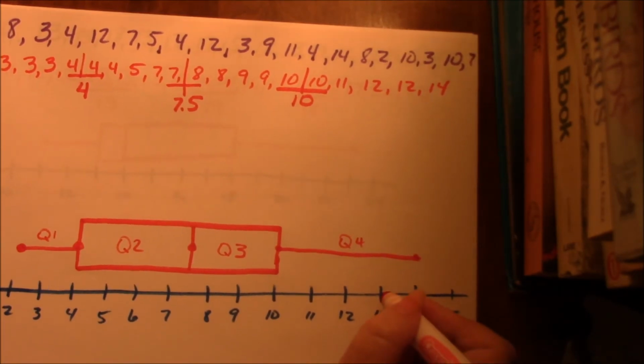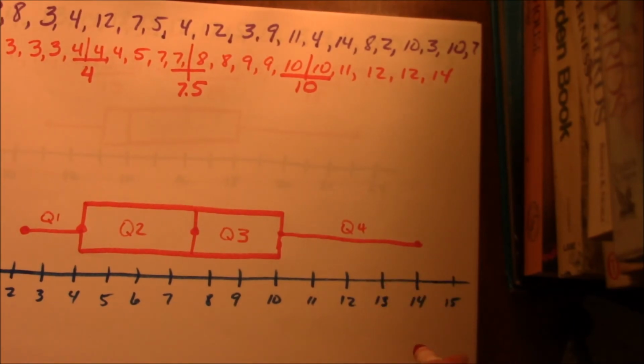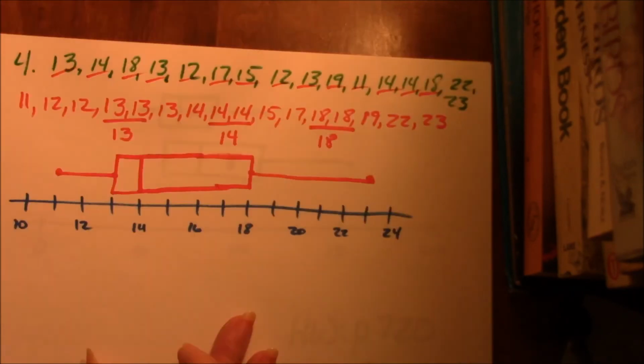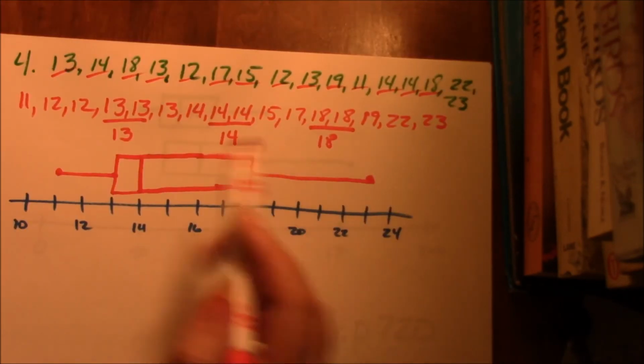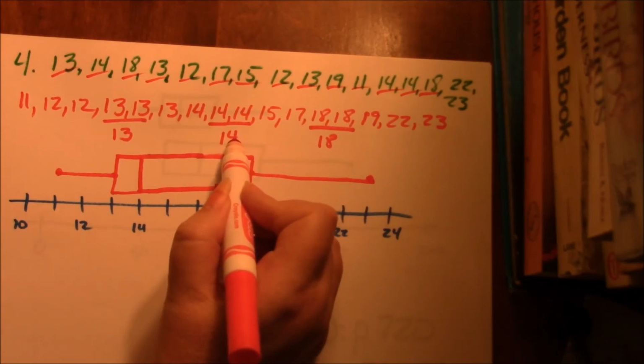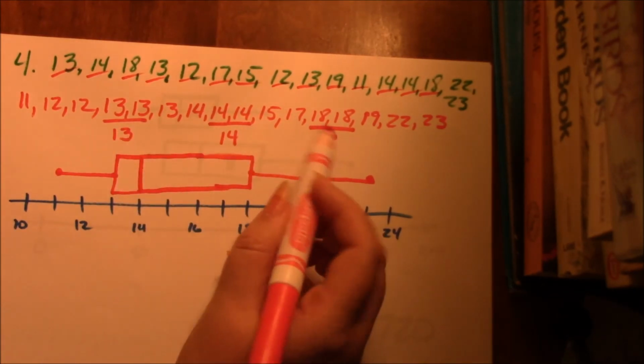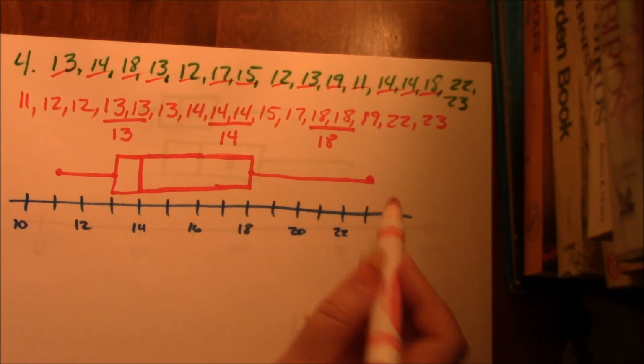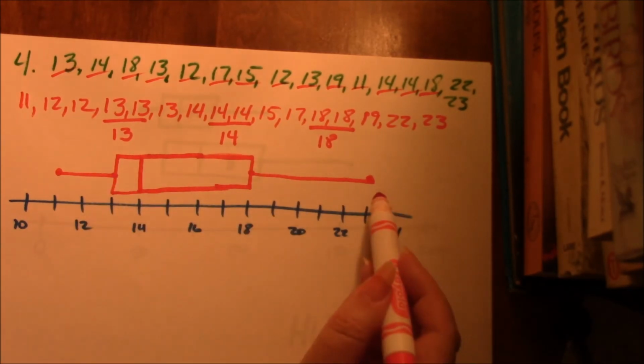Why don't you give one a try? Check it out. Number 4 on page 718. Give it a shot. The box and whisker plot. For number 4, I've put the numbers in order. I found the median and then the quarters, and I've made my plot going all the way from 11 to 23.